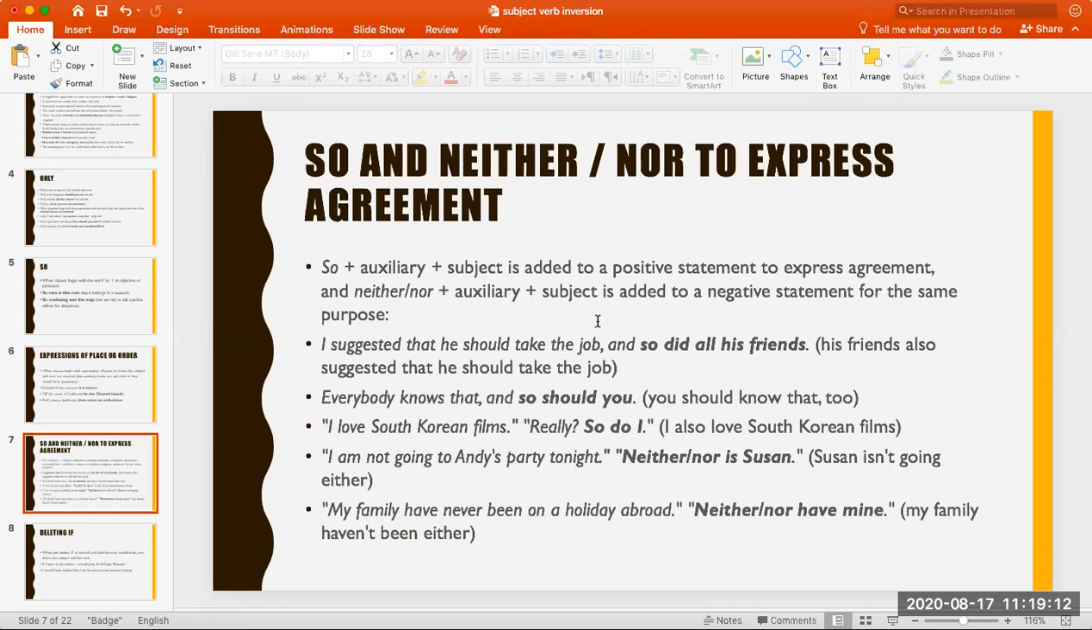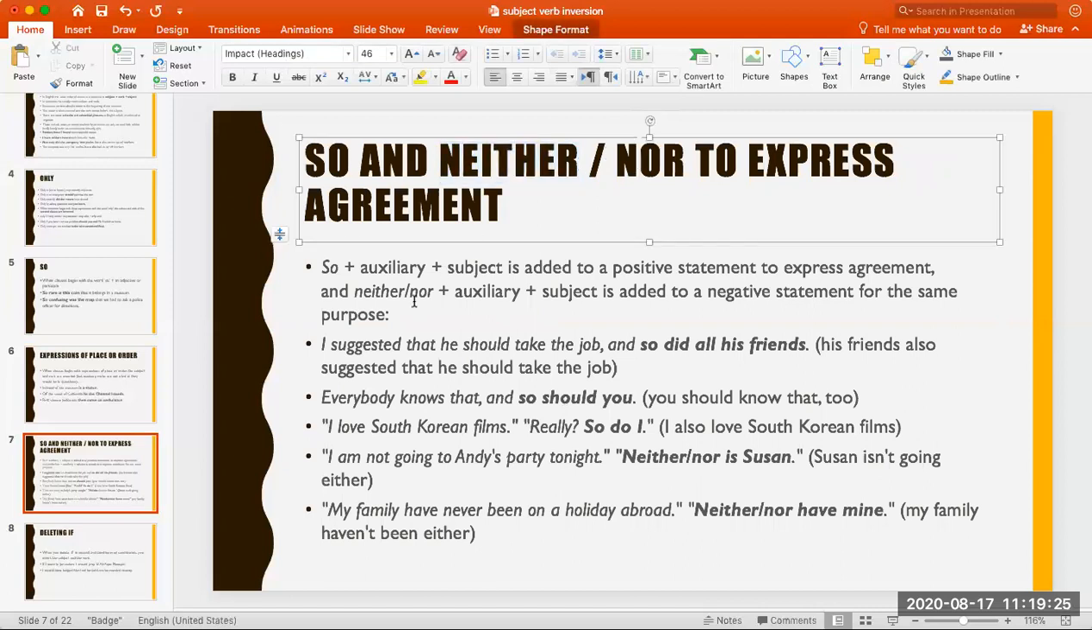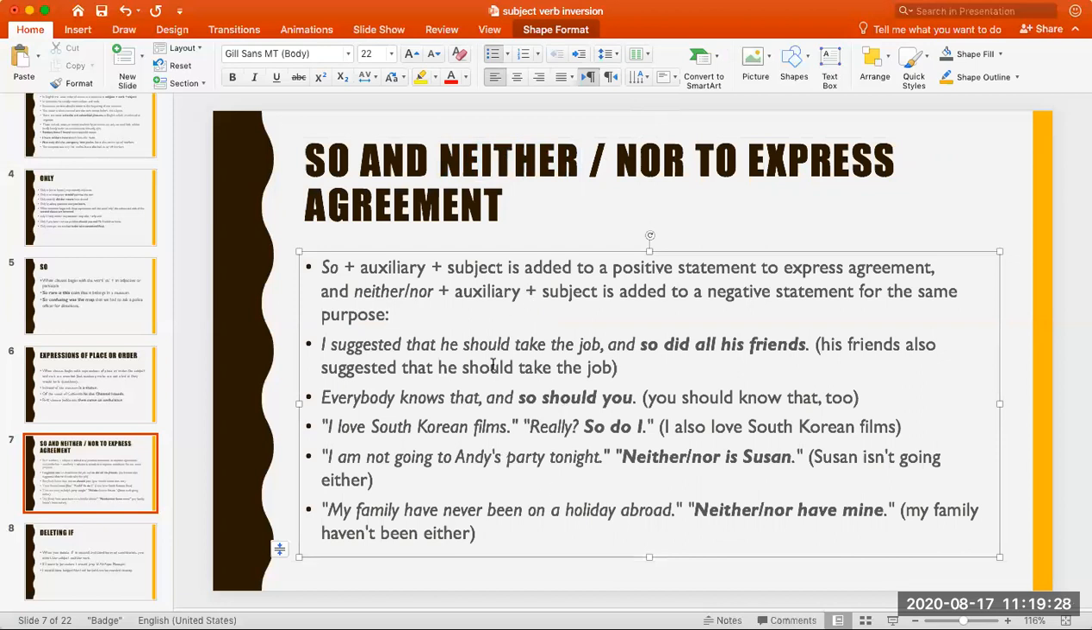Now, there is also a very interesting way to invert the subject and verb, with so and neither, or neither in American English, to express agreement. I know some people replace neither with nor. So if you look at these beautiful expressions, they express agreement with something said by somebody. If the first part of the sentence is positive, you use so. If the first part of the sentence is negative, you use neither. This is the difference. So for positive, neither for negative.